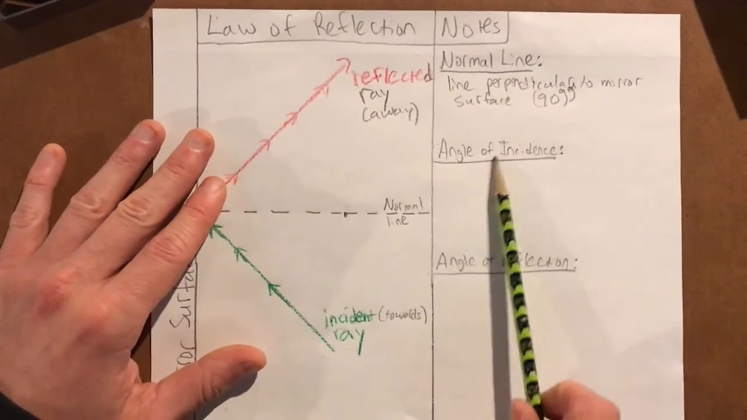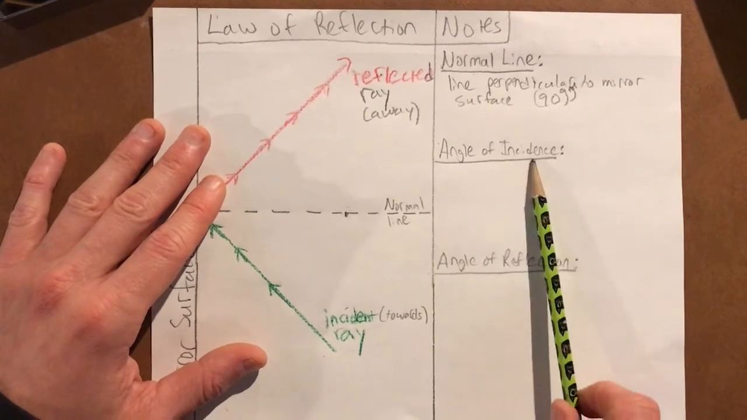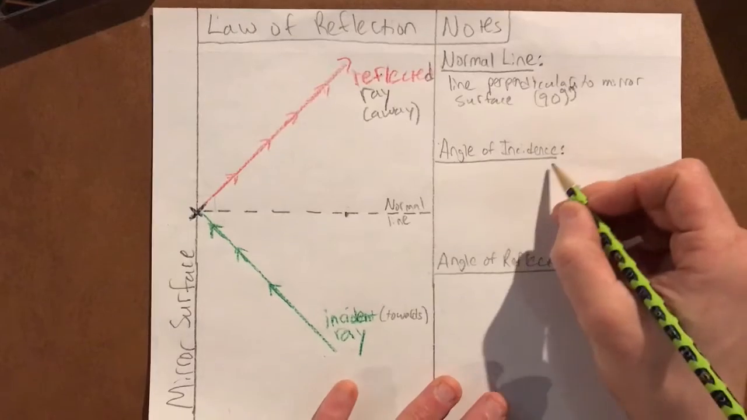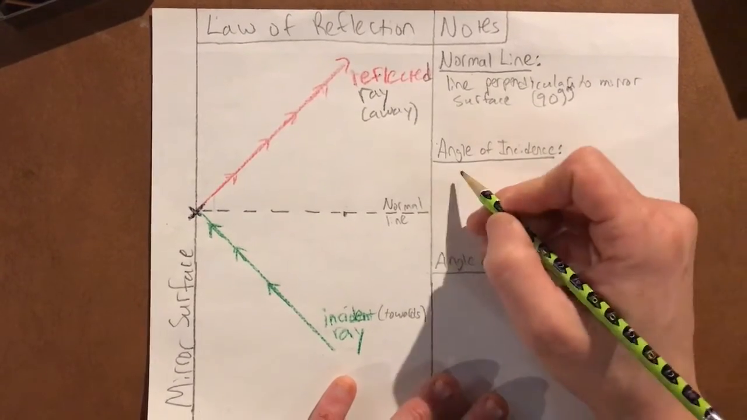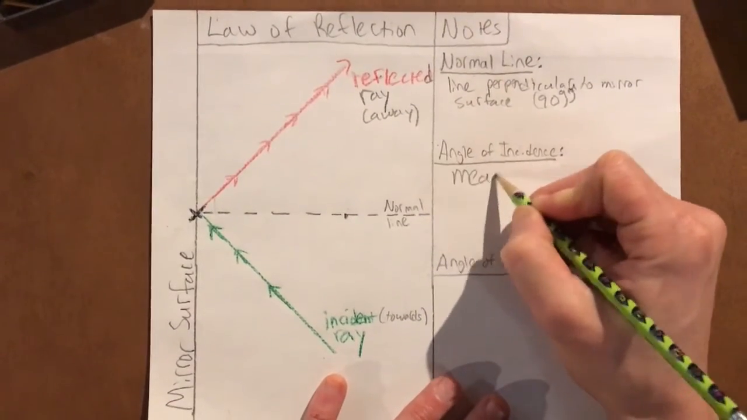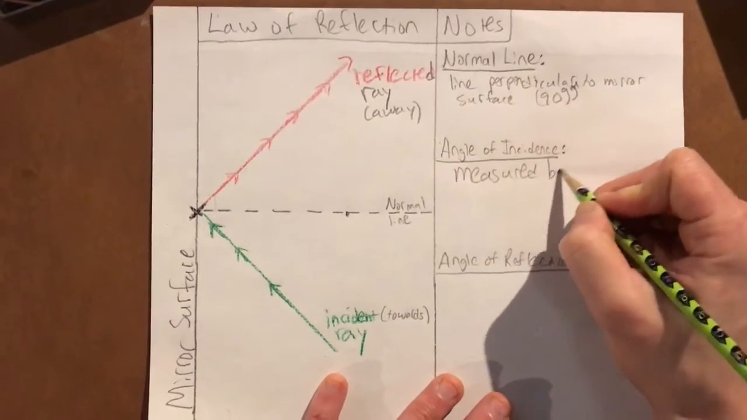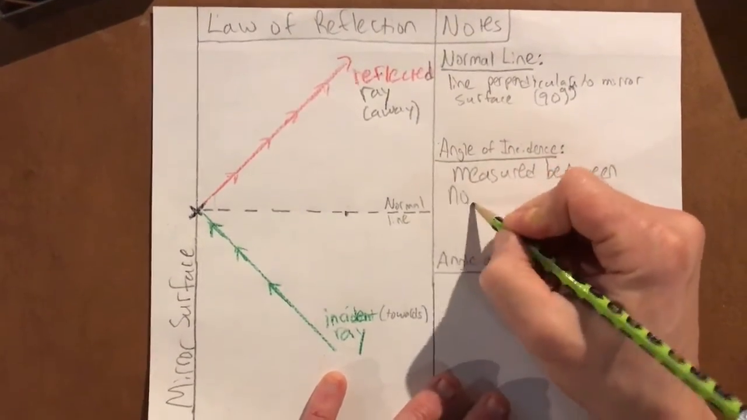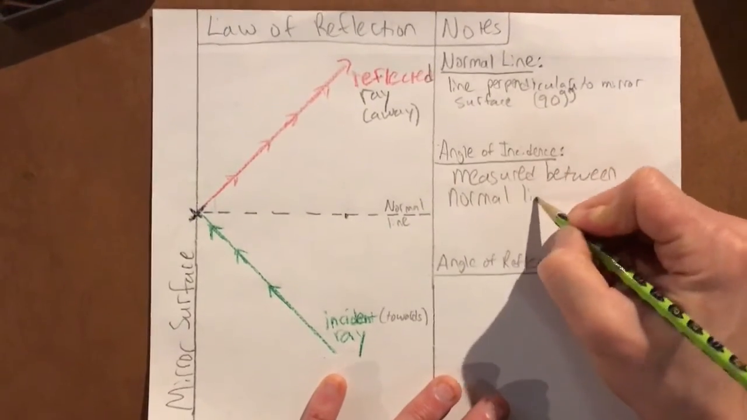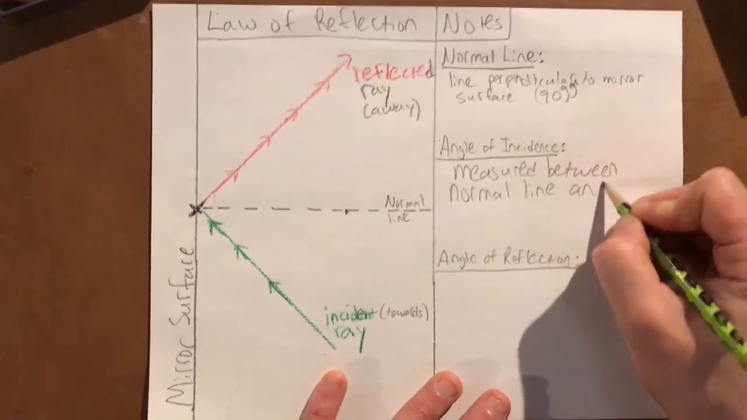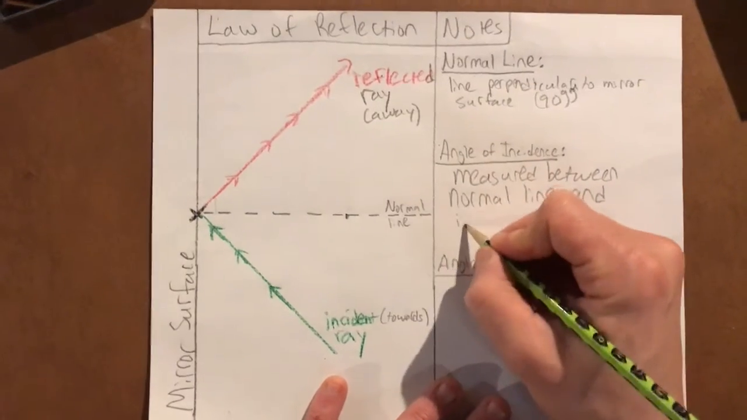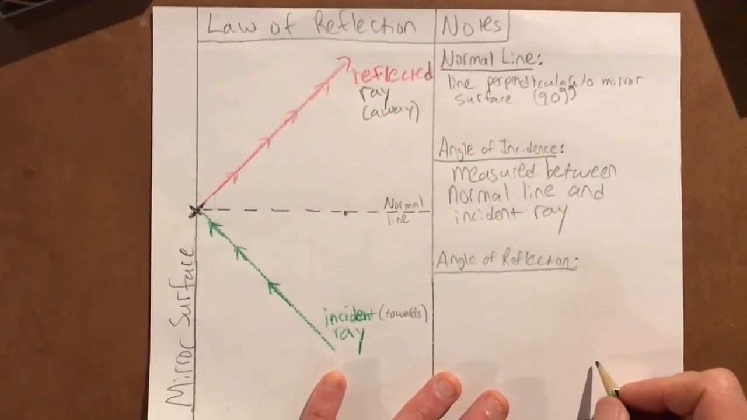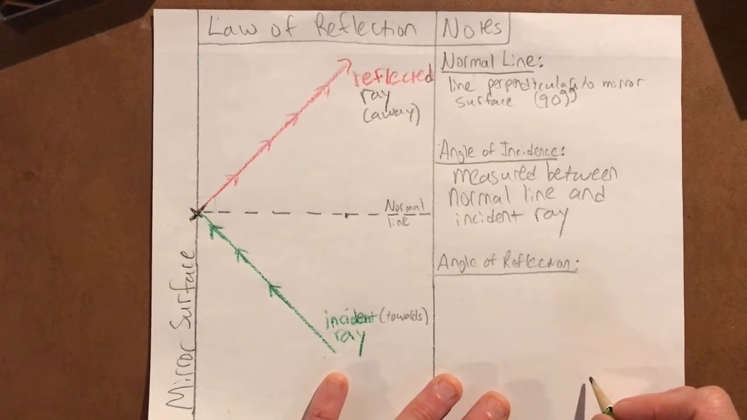All right, there's two angles that you need to know: angle of incidence and angle of reflection. So the angle of incidence, we need to know how to measure that. It is measured between two lines. Measured between the normal line and the incident ray.